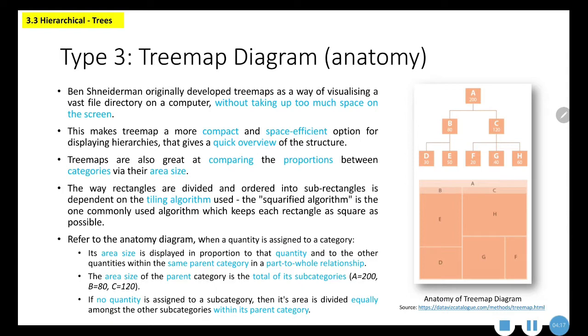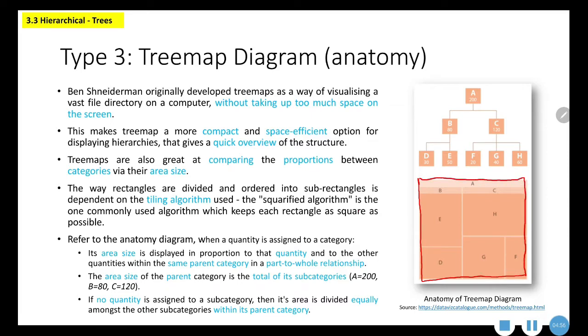So in this anatomy of tree map diagram, we can see that the top one is the basic tree diagram, and at the bottom is a tree map diagram. Okay, so A is the parent. The overall rectangle or box is A. A consists of nodes B until H. You should not look at A as a very slim rectangle, but A is actually representing the whole square.